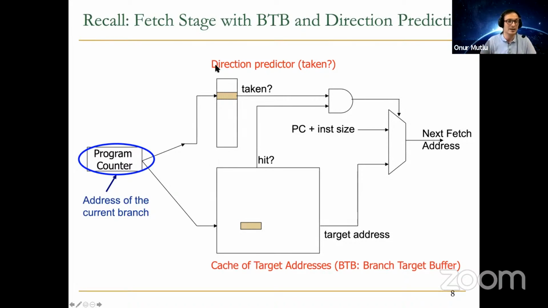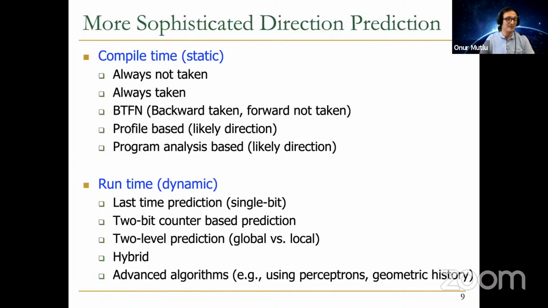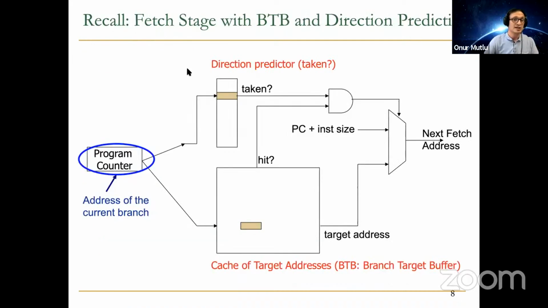We have actually been talking about how to build this direction predictor, except that it has been compile time so far. Remember, we talked about the basic prediction mechanism, always not taken, when we built the pipelined processor. We talked about always taken prediction, backward taken forward not taken prediction, compiler-based profiling, and program analysis-based prediction. So these are all static prediction. What does this mean? They do not change their decision based on dynamic events that occur during runtime. In other words, this direction predictor doesn't get updated.